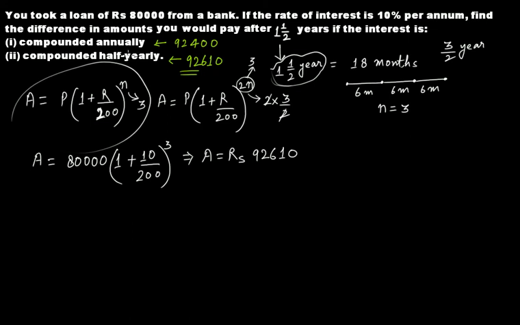And the reason is why? Because here, at the same rate, interest is being compounded half yearly. So when the rate is the same and the interest is compounded half yearly, then always the final amount will be greater than the final amount when you calculate using compounded annually.